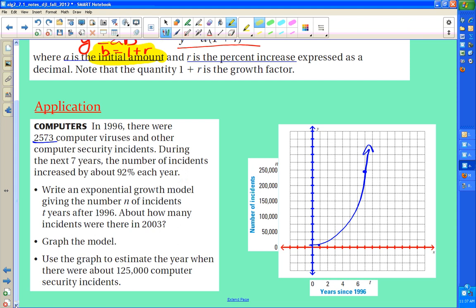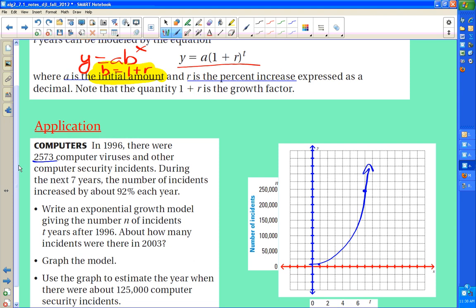Okay? About how many incidents were there in 2003. This one's brutal because they want you to use the graph to answer the questions. So if you look at the equation that they're asking you to do, if we have a 92% increase each year, what is the value of b? What is the value of b going to equal if b, again, is equal to 1 plus r? Remember, r's got to be a decimal. What would it be, Brennan? b equals exactly 1 plus 0.92 is 1.92.